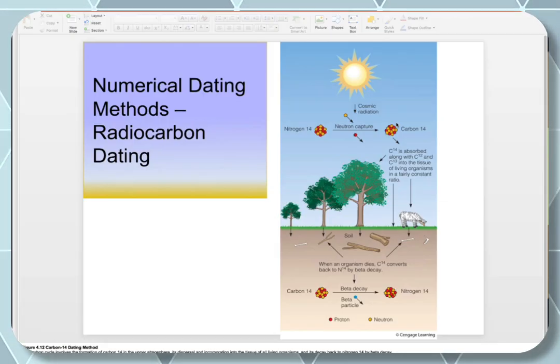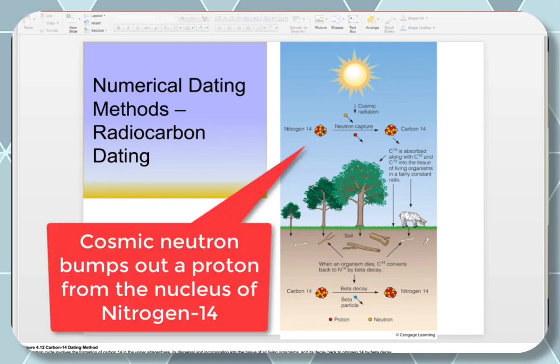Now carbon-14 is an isotope of carbon that's continuously being made in the upper atmosphere. And the way it works is we have cosmic rays, or cosmic radiation, that comes down in the form of protons or electrons or neutrons, and neutrons will essentially bump a proton out of the nucleus of nitrogen-14, because remember, 78% of our atmosphere is nitrogen, so we have lots of this nitrogen.